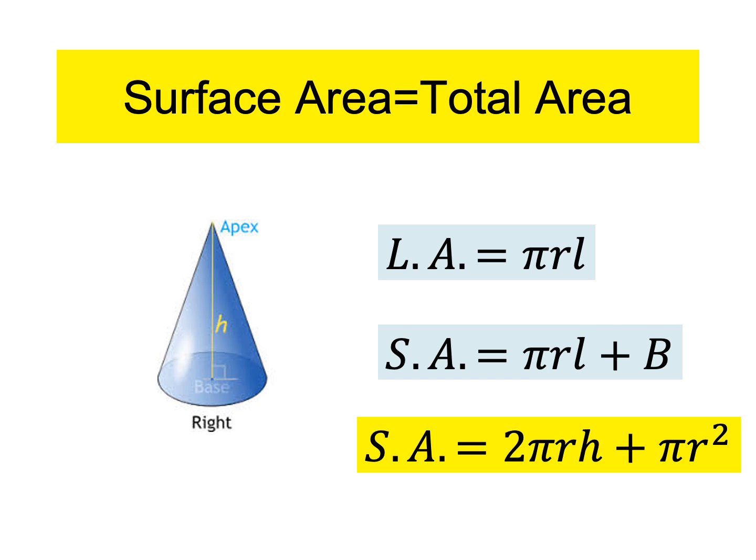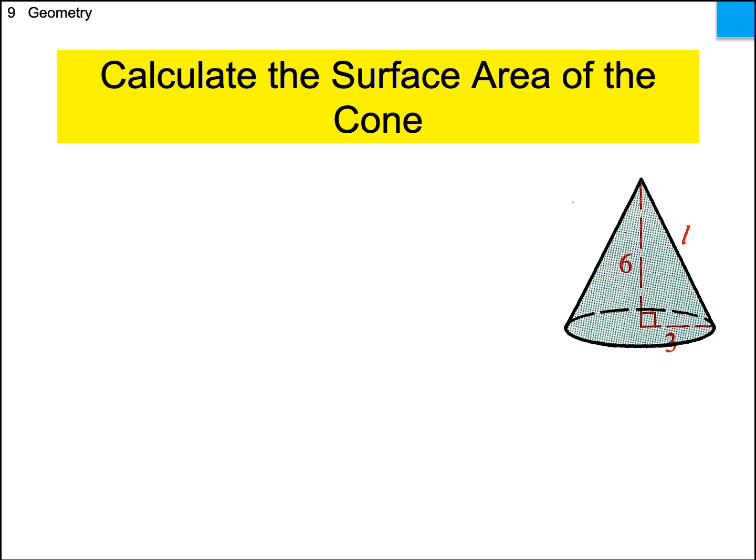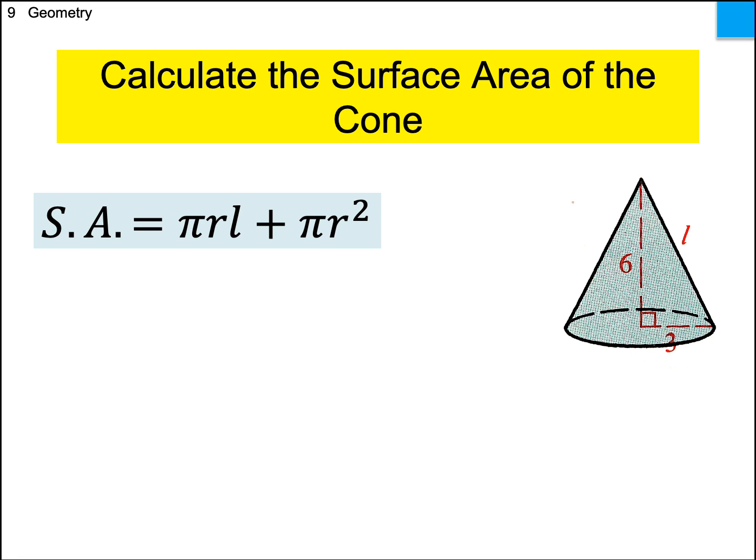Ready to do one? Okay, let's do one. So there's a cone. It's got a radius of 3, a height of 6, and a slant height of L. Well, remember, in order to do surface area, we need that L value. All right, so there's our formula.